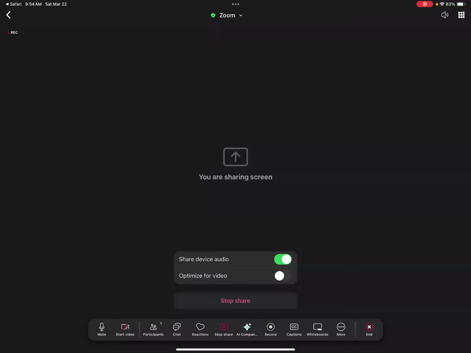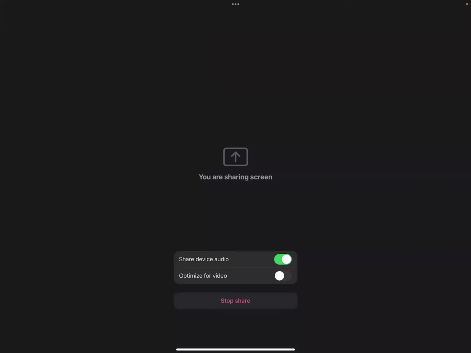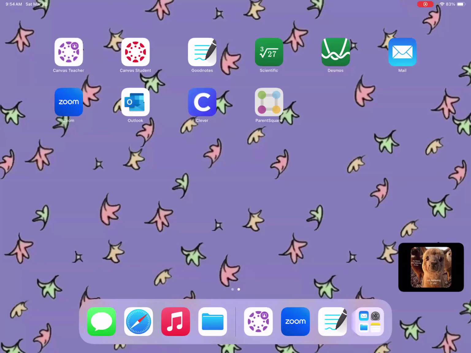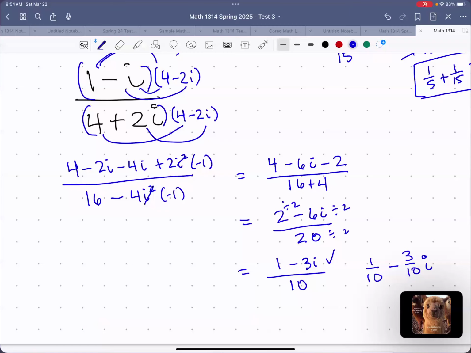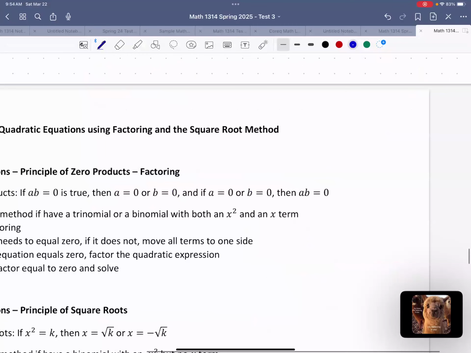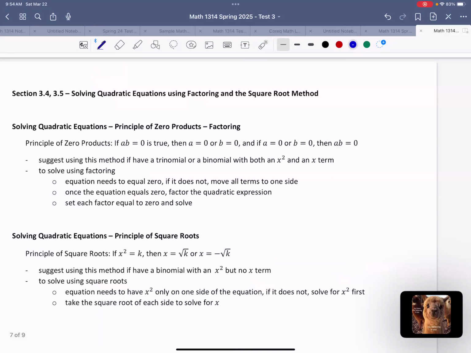So I wanted to go over the information we talked about in sections 3.4 and 3.5, where we were talking about solving quadratic equations. We talked about two different methods to use when we were solving. We focused on factoring. When we're factoring, remember our equation has to equal 0 before we begin factoring. We want our factors to become linear factors, and once we have it factored, we will set each of those factors equal to 0 to find our different solutions.